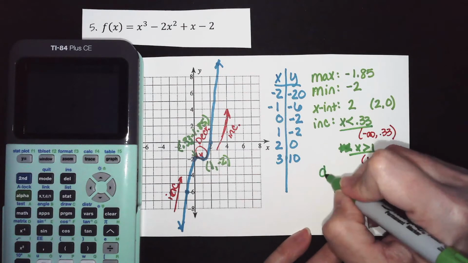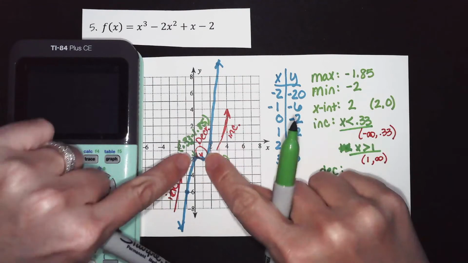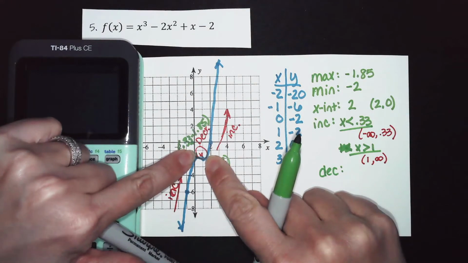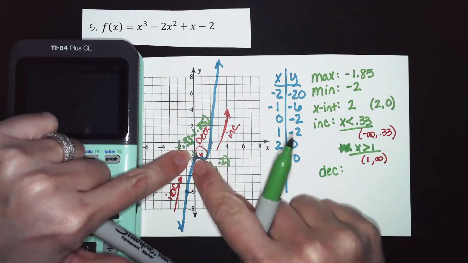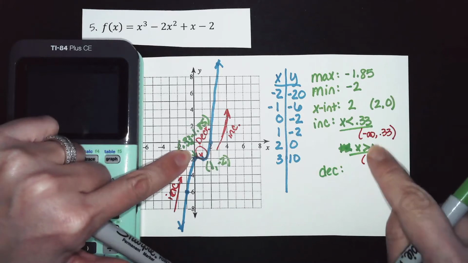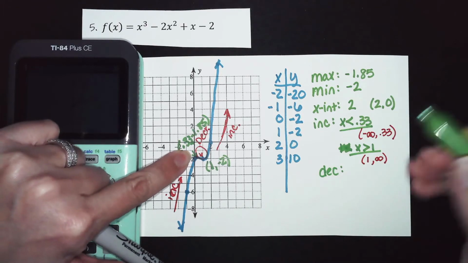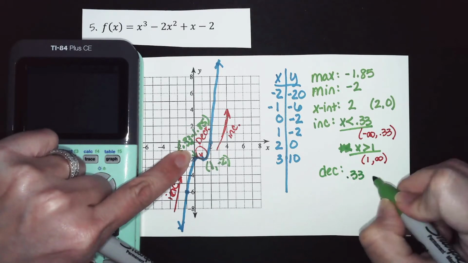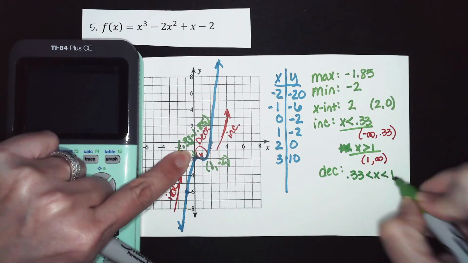So decreasing is in between these 2 points. So I know the left point is when x is 0.33 and the right point is when x is 1. So I can just put that 0.33 is less than x and that's less than 1.